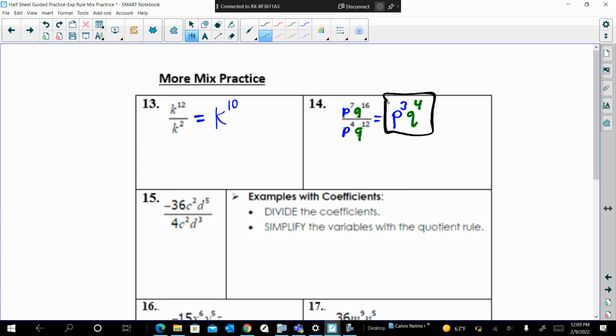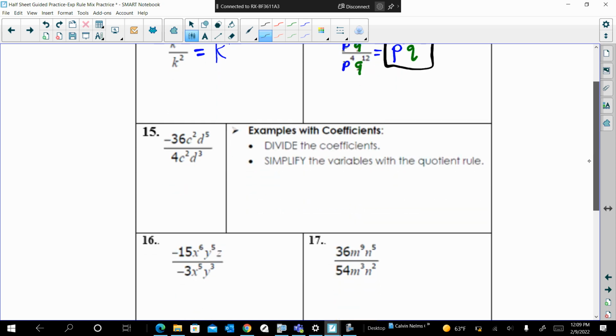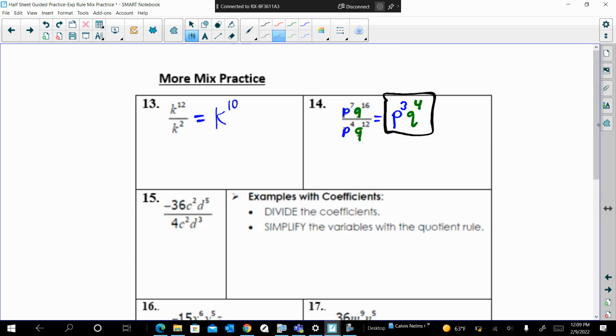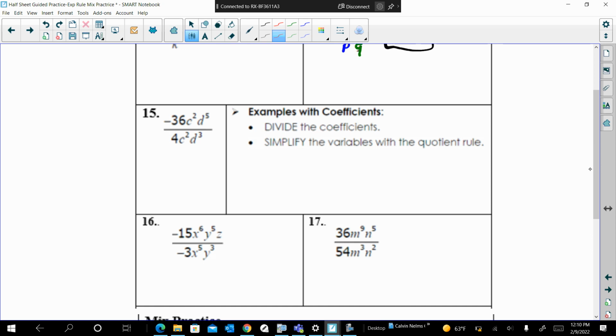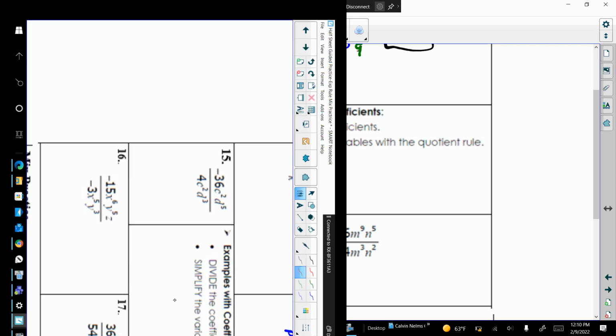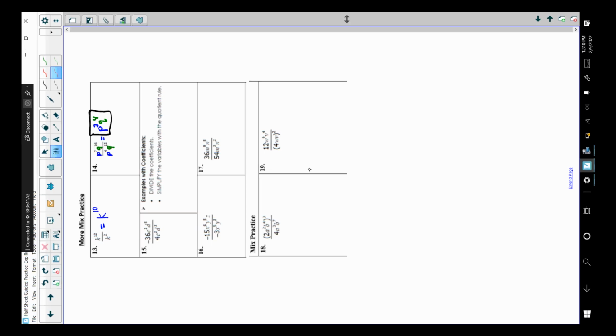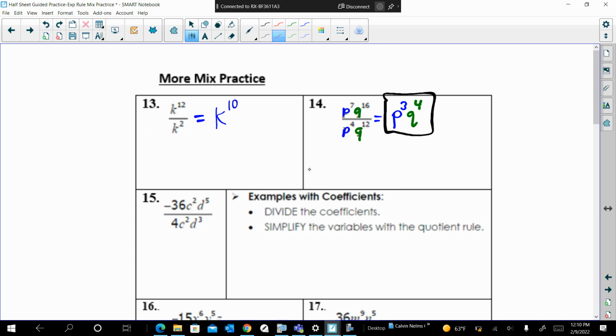All right, so for 15, now we have coefficients. So you're still going to divide your coefficients. If I have a negative 36c squared d to the fifth, then, what does this turn to? Negative 9. Yeah, negative 9d.